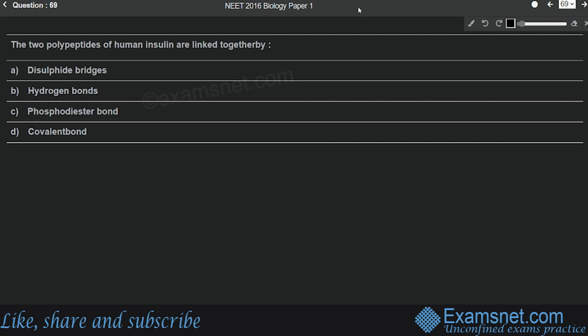Question number 69 is from the chapter Biotechnology and its applications. And the question is, the two polypeptides of human insulin are linked together by, options are disulfide bridges, hydrogen bonds, phosphodiester bond and covalent bond. So the correct answer is option number A, that is disulfide bridges. Okay, the human insulin consists of two chains, chain A and chain B. Okay, and these are joined by disulfide bridges.